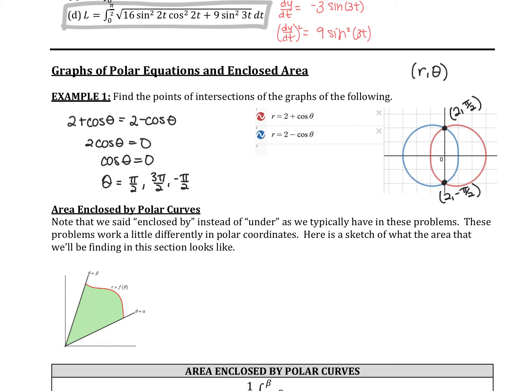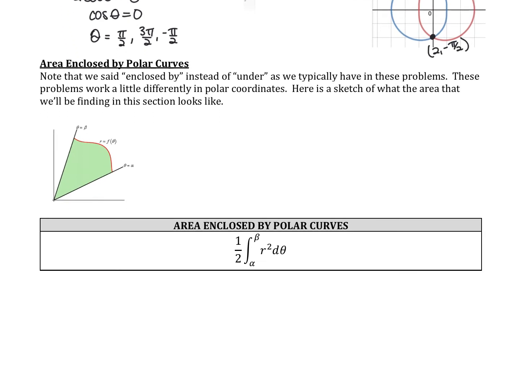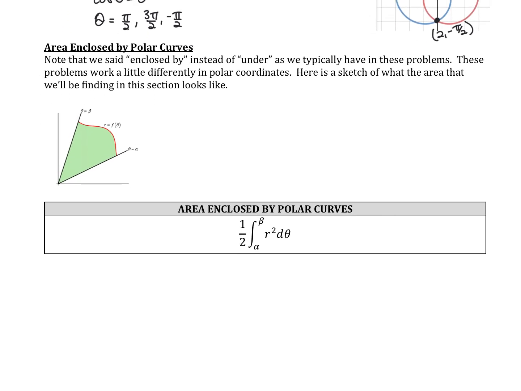Once we have been able to figure out our points of intersection, that'll be the first step in finding the area. We need to notice that we're finding the area that's enclosed by the curves instead of under, as we typically have done in area problems. We're not finding the area under the curve, although we're going to use that idea. They work a little bit different in polar coordinates, and here's why.